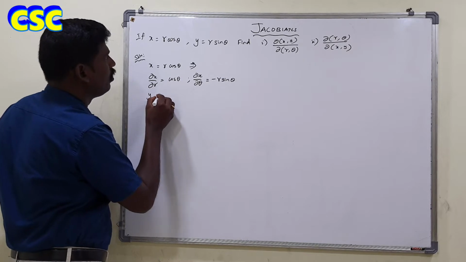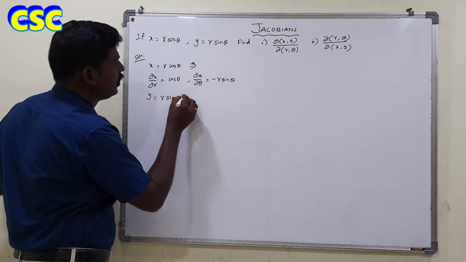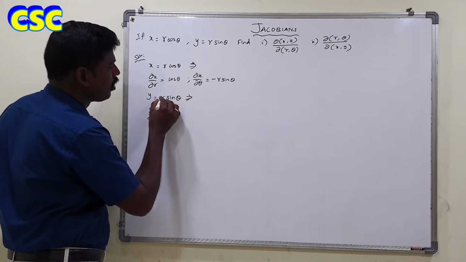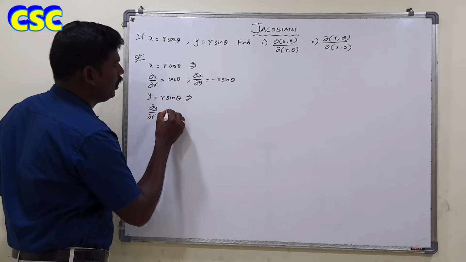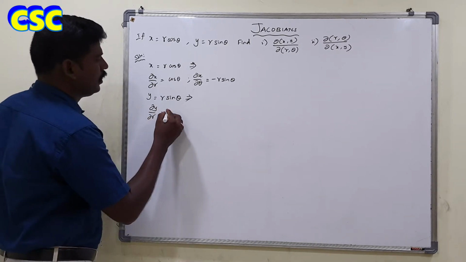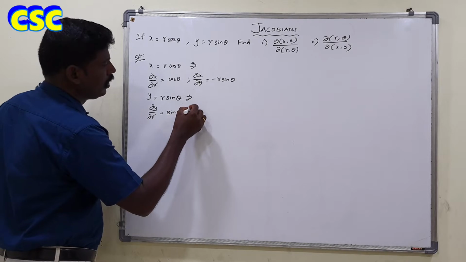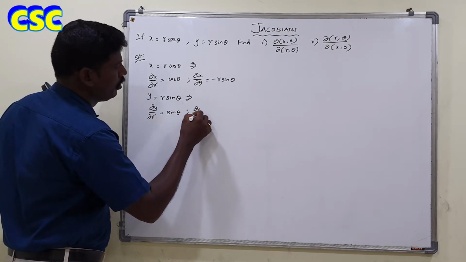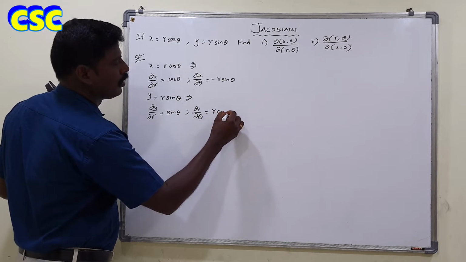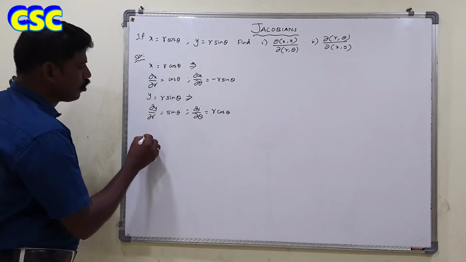Same like that, y is equal to r sin theta implies ∂y/∂r is equal to r becomes 1 into sin theta, it is sin theta, isn't it? Same like that, ∂y/∂θ is equal to sin theta becomes cos theta, so r cos theta. Right? So what is the Jacobian?